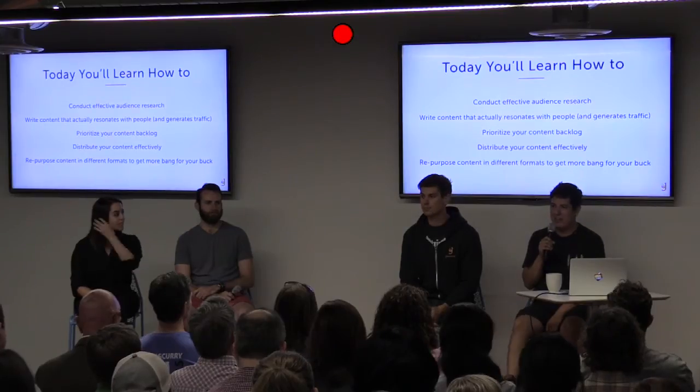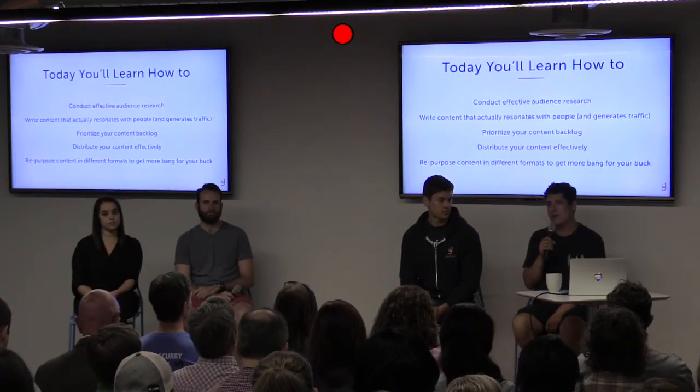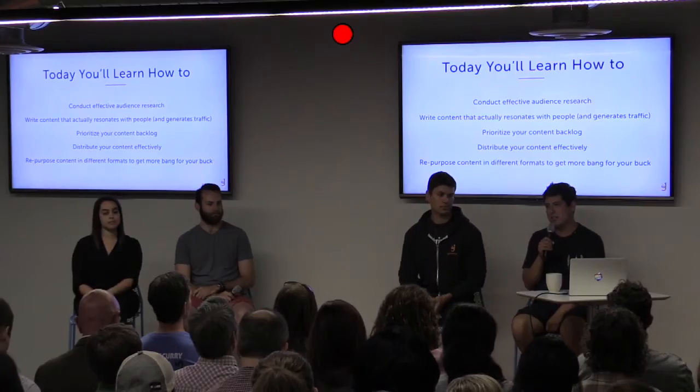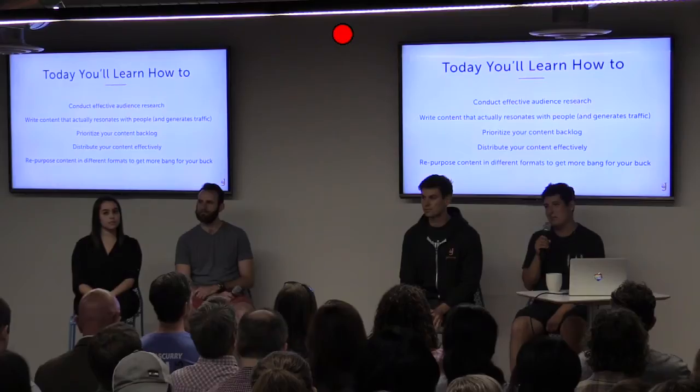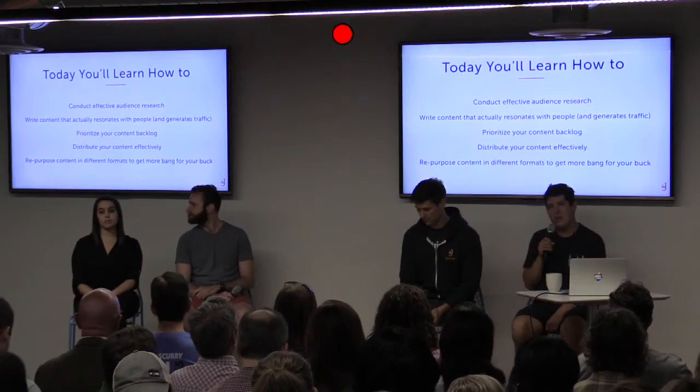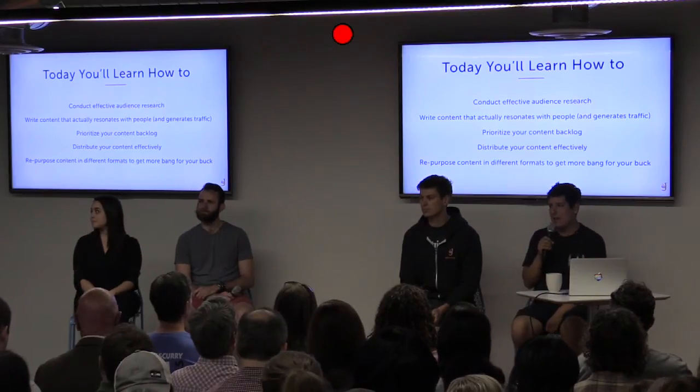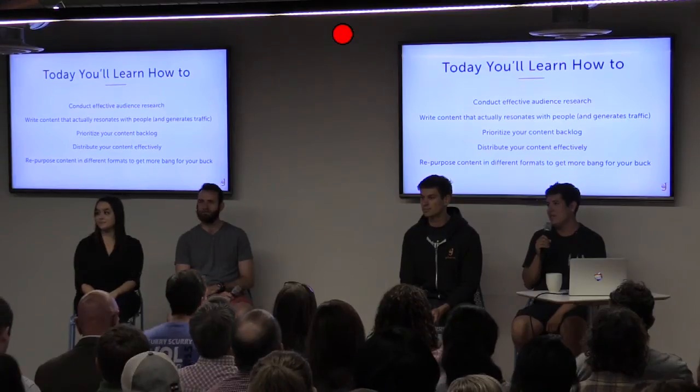Number three is prioritizing your content backlog or content calendar. I know a lot of people who are writers, we're juggling different pieces of content all at the same time. It can be overwhelming, and sometimes you can miss deadlines because you're not really prioritizing what's important, so we'll go over that. The next thing is distributing your content effectively.